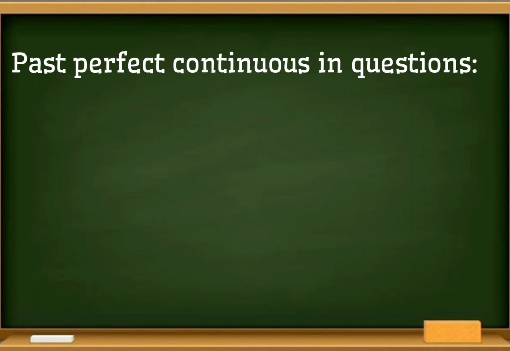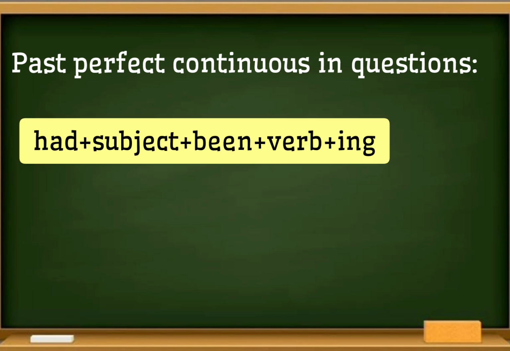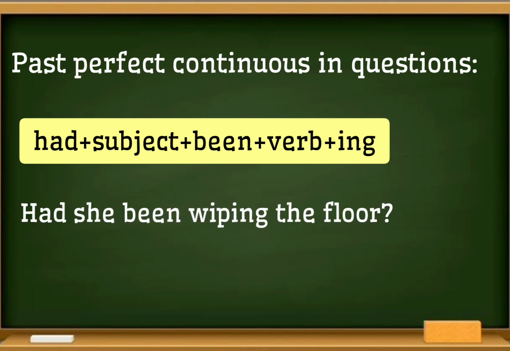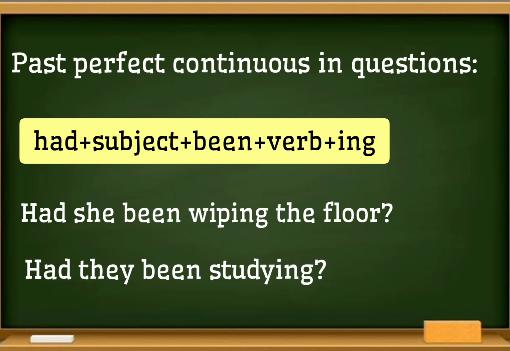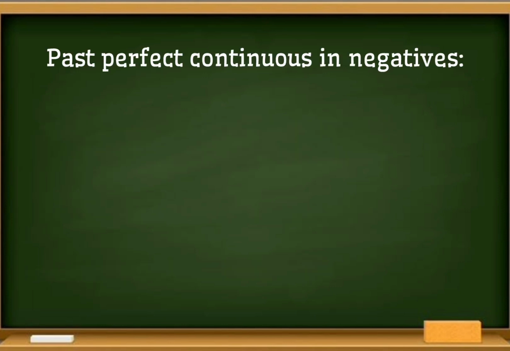Now, how to form past perfect continuous in questions? Again, for that we need auxiliary to have past form had plus subject plus verb to be, been, plus verb infinitive form plus ing. For example, had she been wiping the floor? Had they been studying?